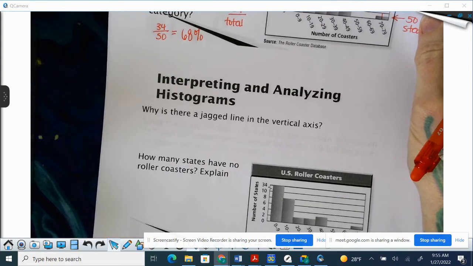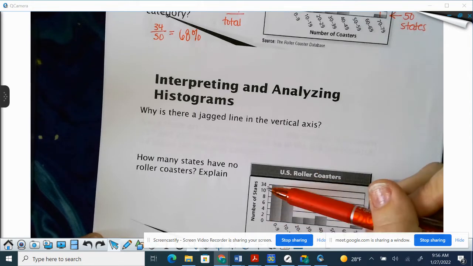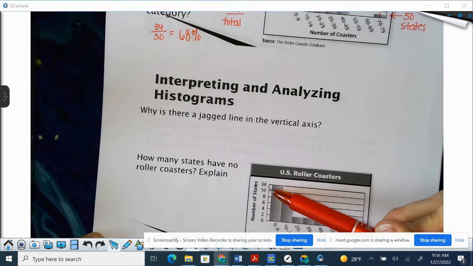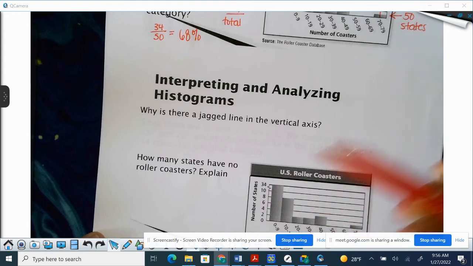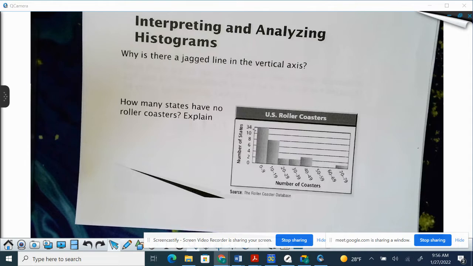Still talking about roller coasters. Why is there a jagged line on the vertical axis? Because there's a big jump. That means we just brought this down, sort of like changing your window on your calculator, if you've done any practice with TI-84s or 83s. It just brought it down so you could see it.